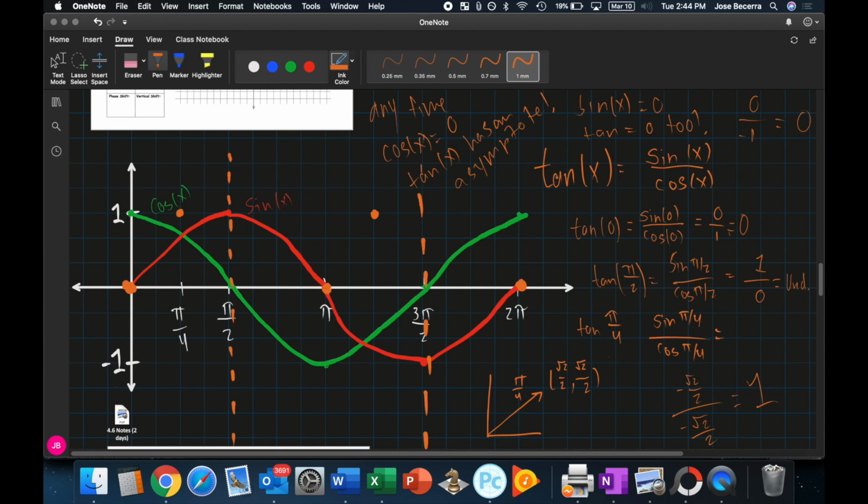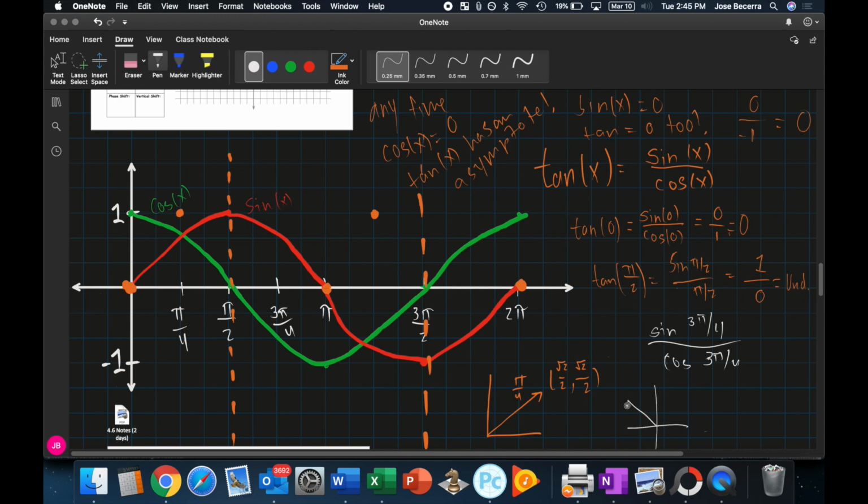And there is one more set of points that we need to worry about. And that's these points right here at, for example, 3 pi over 4. So if you look at your unit circle, at 3 pi over 4, you're going to have sine of 3 pi over 4 divided by cosine of 3 pi over 4. What is the sine of 3 pi over 4? Does anybody know?